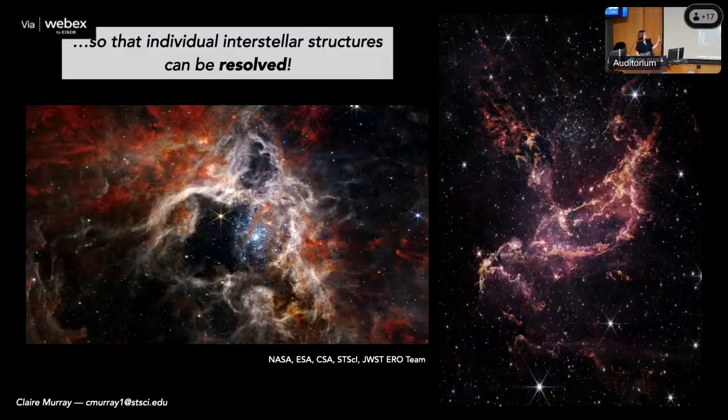Oh yeah, more beautiful pictures. This is all from press release images, mostly from JWST. Thanks, Office of Public Outreach.